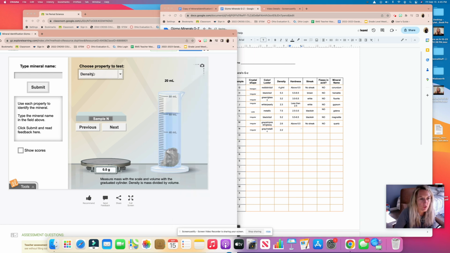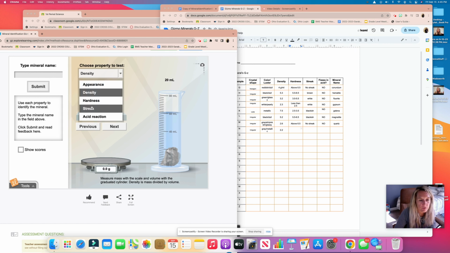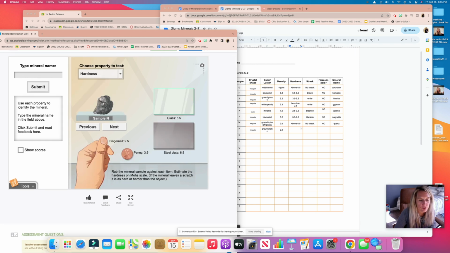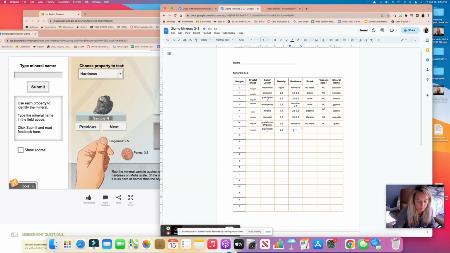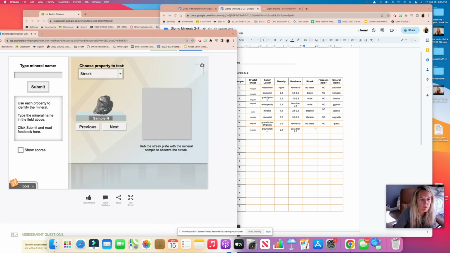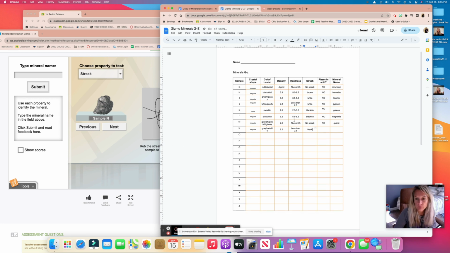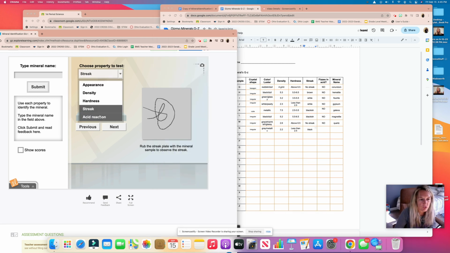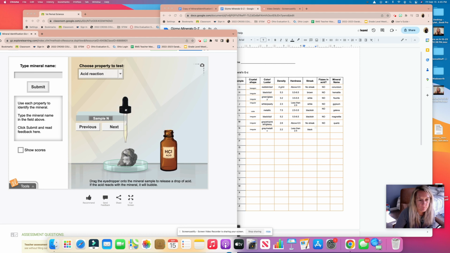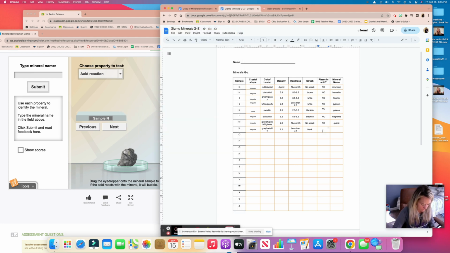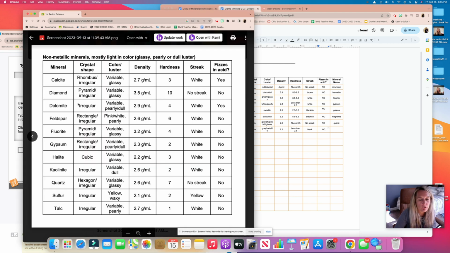All right, let's do the scratch test. Hardness test. It doesn't even scratch a fingernail. So it has to be less than 2.5 because it doesn't even scratch that. All right, let's look at streak. Streak's black. All right, let's look at acid reaction. No reaction.